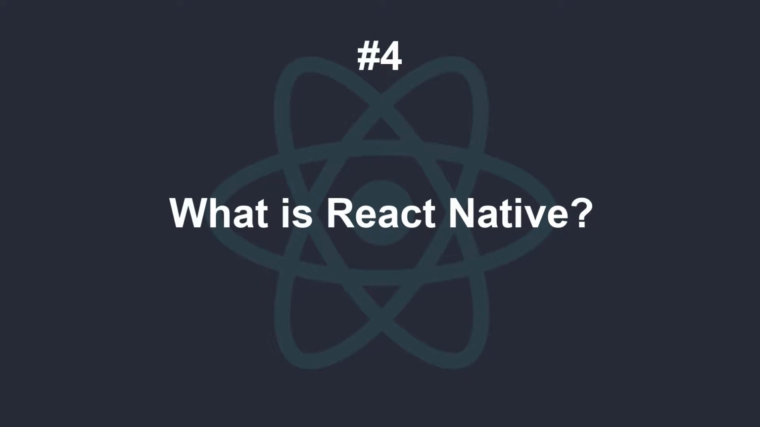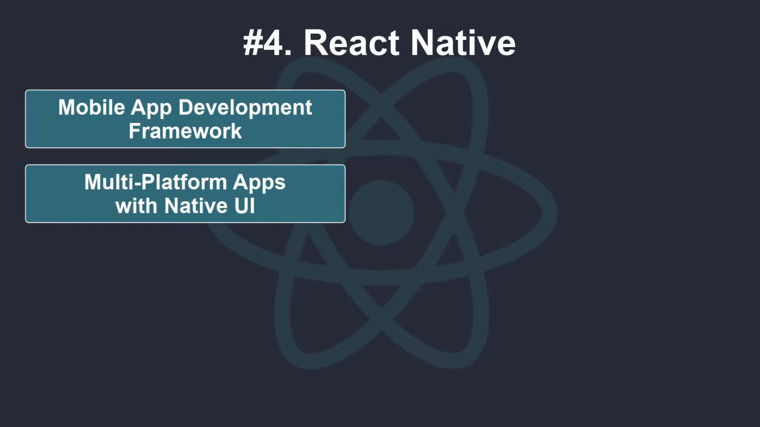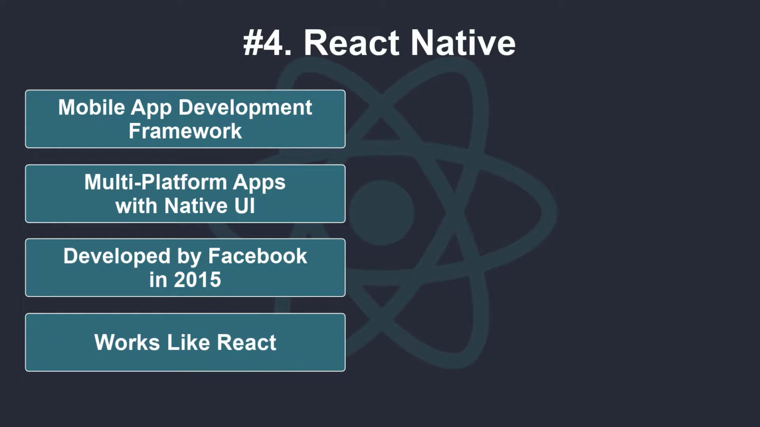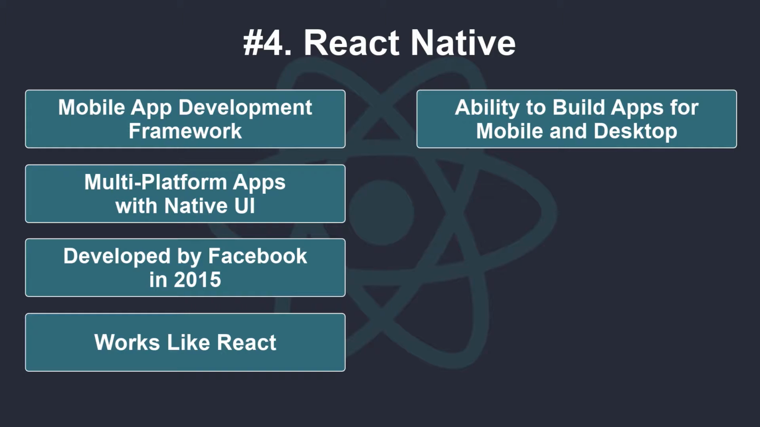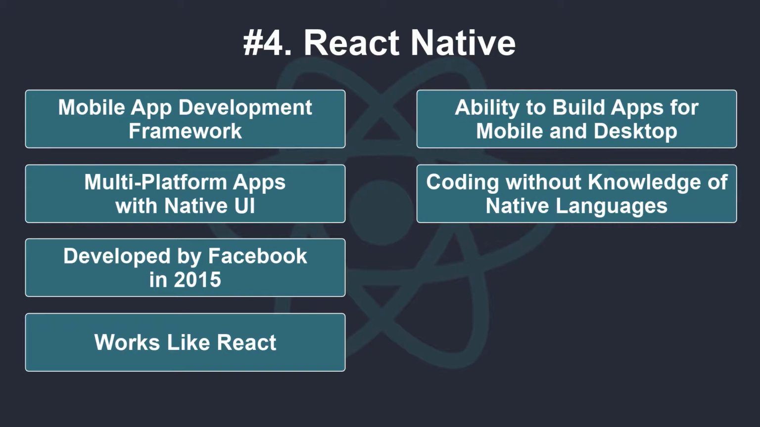What is React Native? React Native is a mobile app development framework that enables the development of multi-platform Android and iOS apps using native UI elements. React Native was developed and presented to the world by Facebook in 2015. It works just like React, but allows you to build apps for both mobile and desktop. The beauty of it is that you can code in JavaScript without having to master any specific coding language a platform might require, like Java, Swift, or Objective-C.